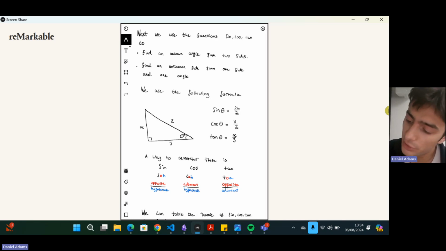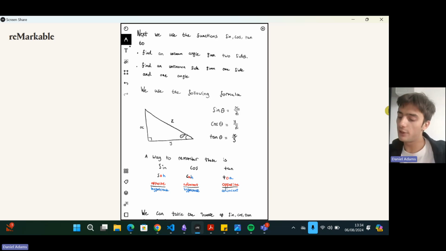What they can be used to do is either find an unknown angle given two sides of a triangle, or find an unknown side of a triangle given one side and one angle of that triangle. And how can they be used? Well, we have these three formulas here.